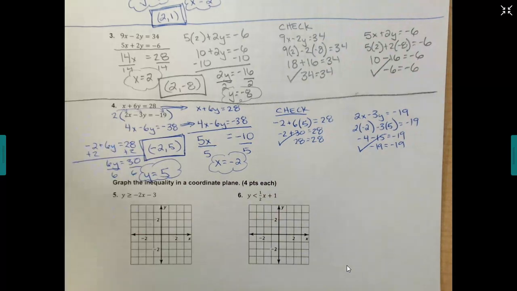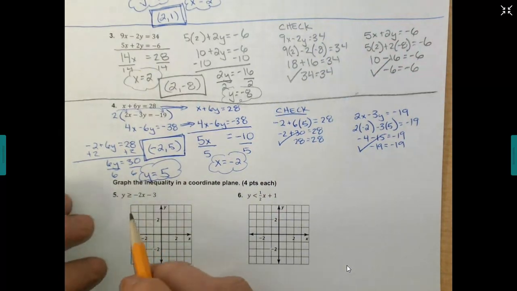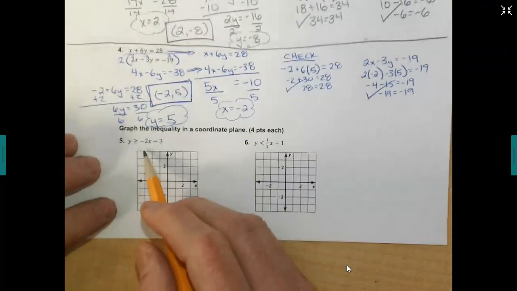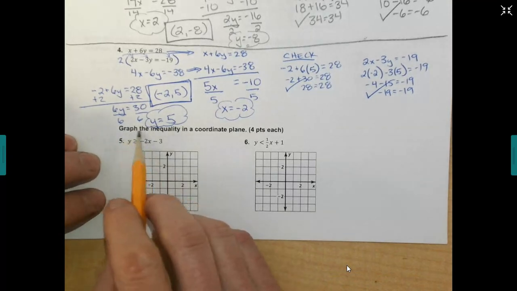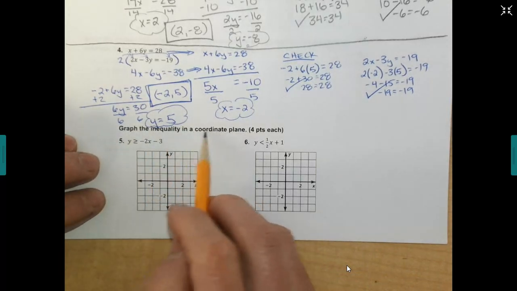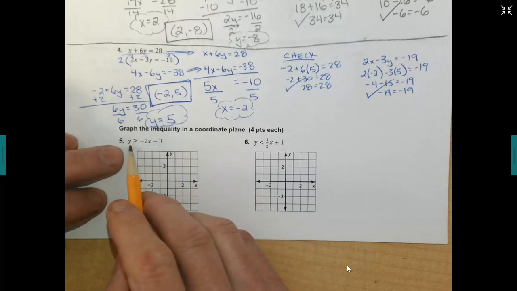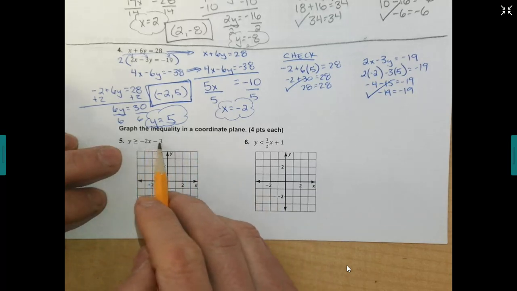Okay, now I'm going to pull out some highlighters to get these. Oh, actually, I don't need highlighters yet. We'll do those tomorrow. Or next page. Graph the inequality in a coordinate plane. y is greater than or equal to negative 2x minus 3.